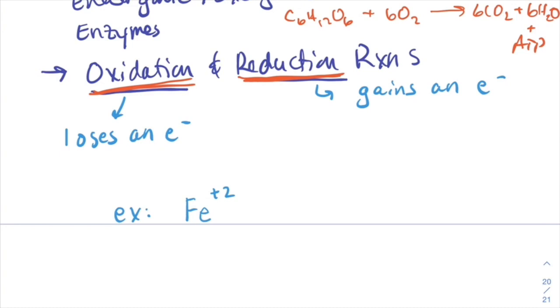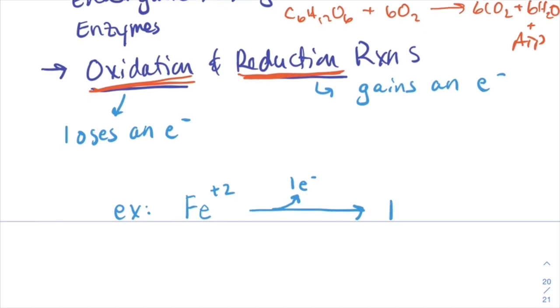This iron ion, iron plus 2, can lose 1 electron. So I'm going to do it this way and show a little arrow coming out of the main arrow and show 1 electron coming out of there. So this iron plus 2 ion won't be plus 2 anymore. Can you think for a second what it's going to be if this bad boy over here loses a negatively charged particle? Is it going to be plus 2 anymore? Nope. What will it be?